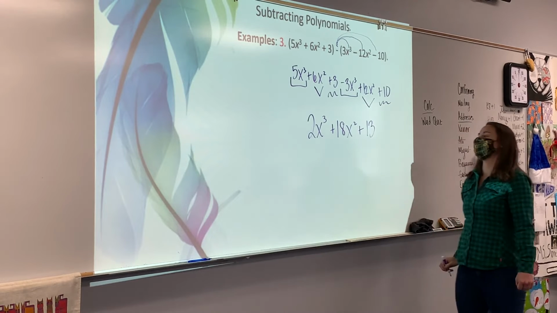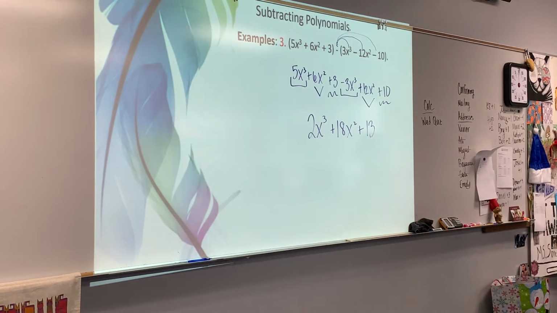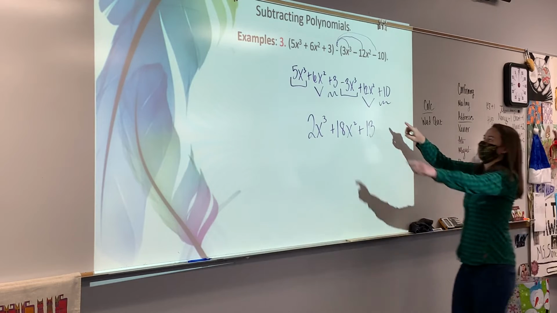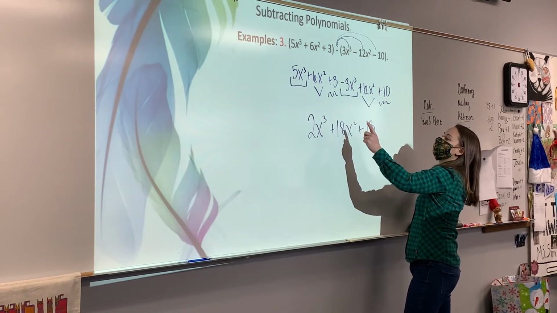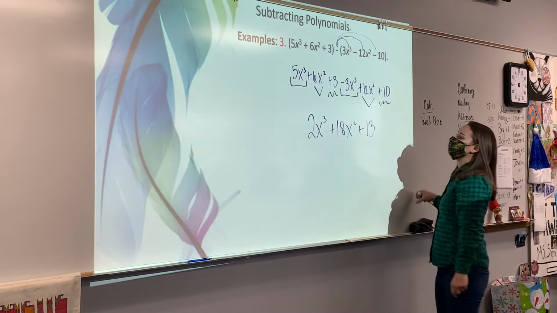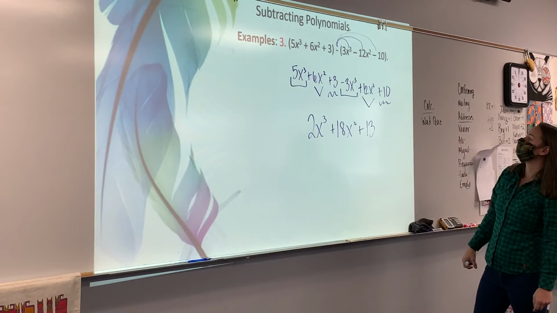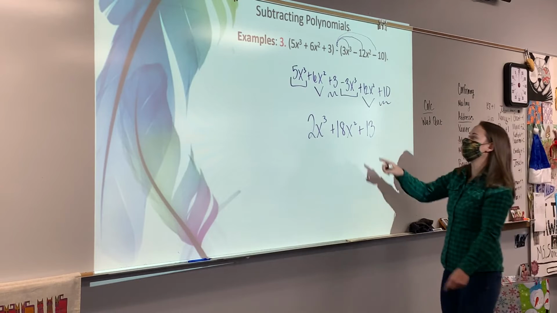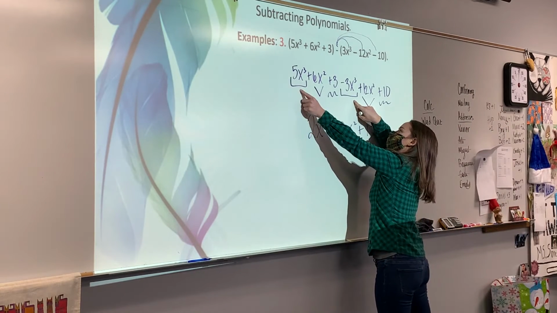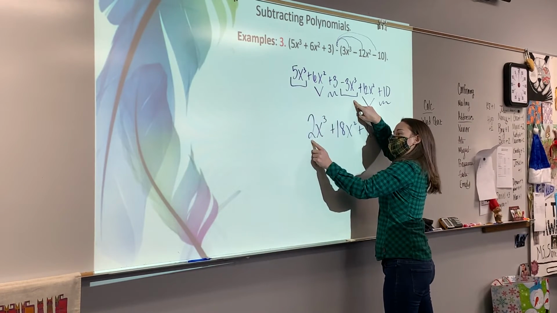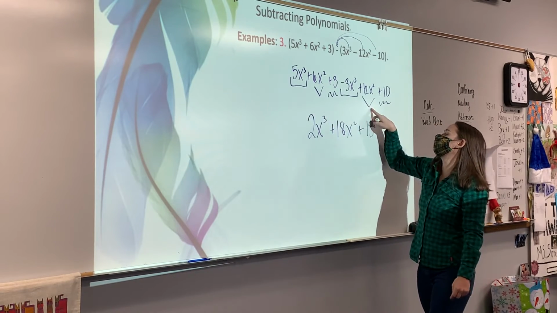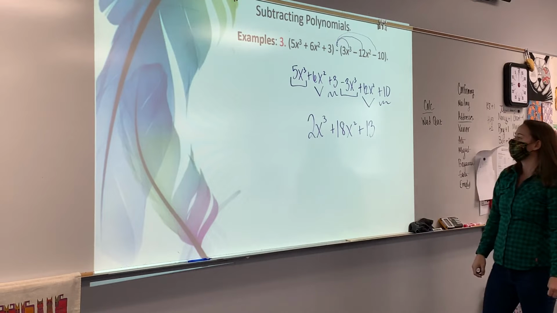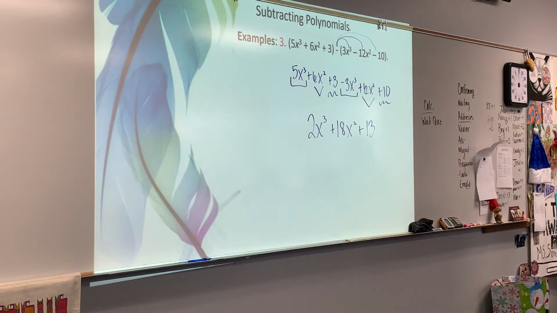Two x cubed plus 18x squared plus 13. The x cubes are 5 and a 12. 5x cubed and a minus 3x cubed is a 2x cubed. And I've got my triangles, which would be a 6 and a 12, which gives me the 18. And then the 3 and the 10 are 13. All right.